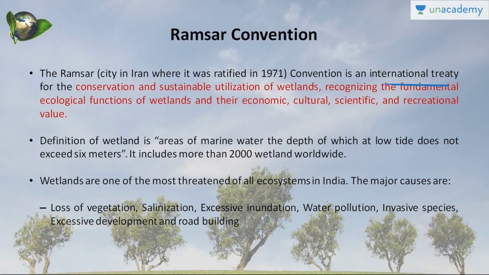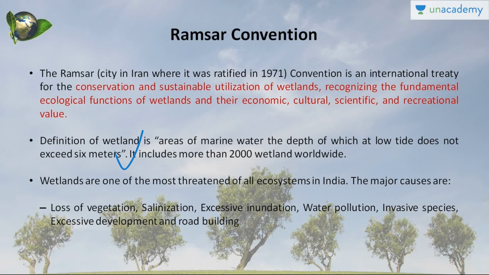It is an international treaty for the conservation and sustainable utilization of wetlands, recognizing the fundamental ecological functions of wetlands, their economic, cultural, scientific, and recreational value. So this is the Ramsar Convention. Now, the definition of wetland is areas of marine water the depth of which at low tide does not exceed 6 meters. So this is the definition.